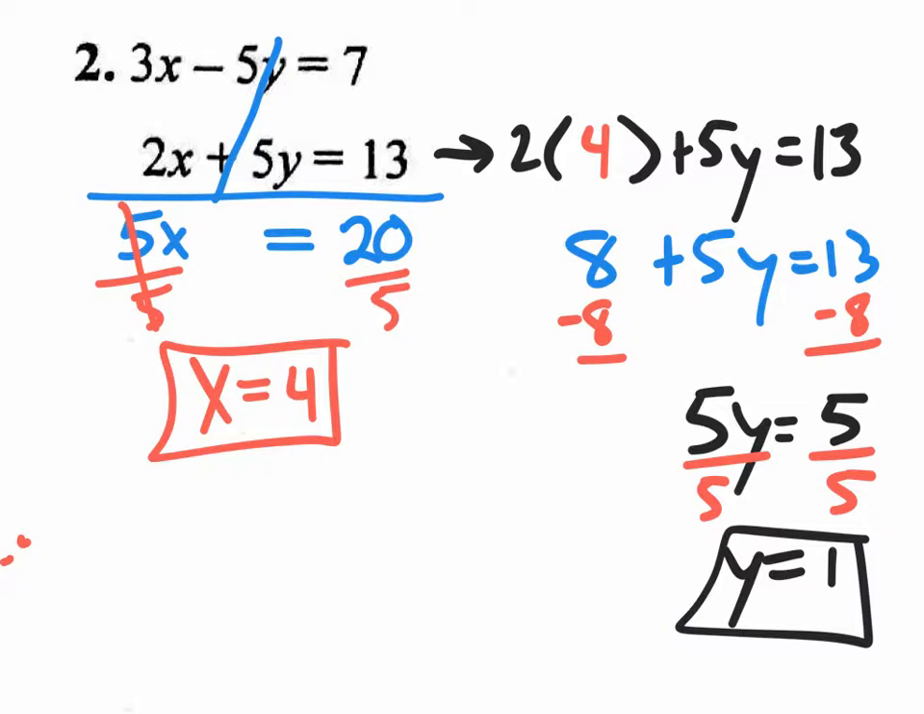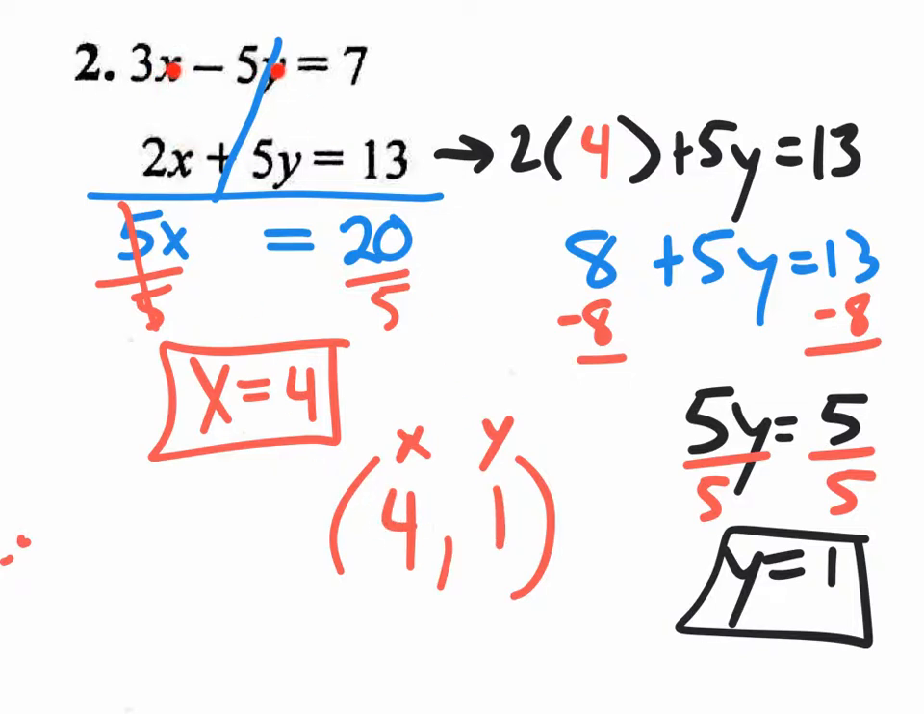On your answer sheet Friday, put 4, 1. 4 is your x value, and 1 is your y value. If you wanted to double check it, which a lot of people turn in their tests early, I wouldn't turn it in unless I take this 4 and plug it in right there, take the 1, plug it in right there.